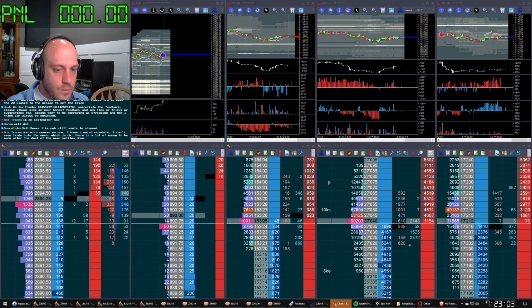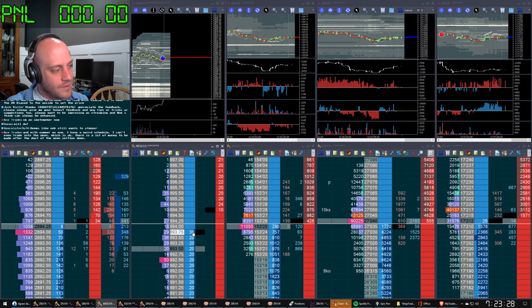He says, and with this ROM now, I have a weird schedule. I can't even trade into the open, which is okay. There's a lot of money to be made after the dust of the open settles down. Yeah, if you caught a really good one, then yes, trading into the open is great because you caught one and then they can run on the open, but otherwise the open is usually just a mess.